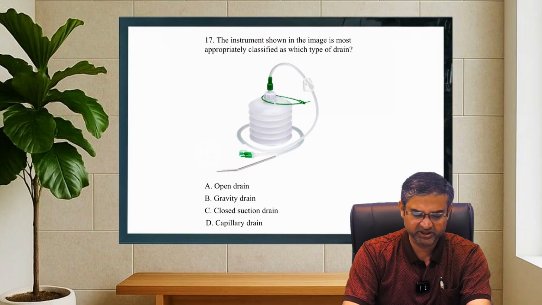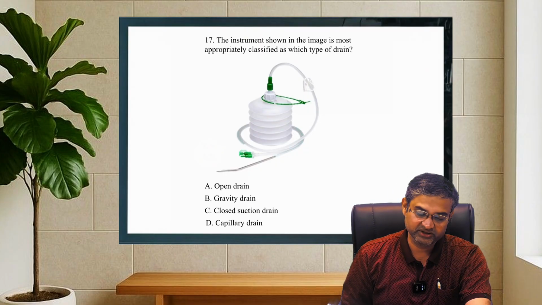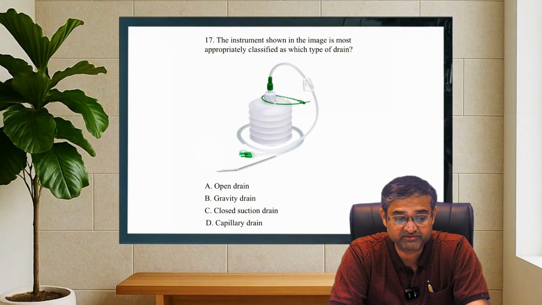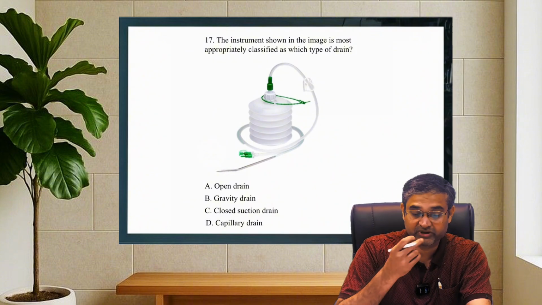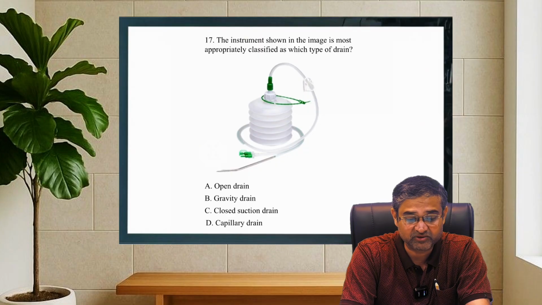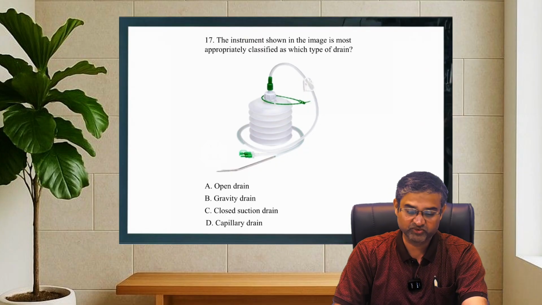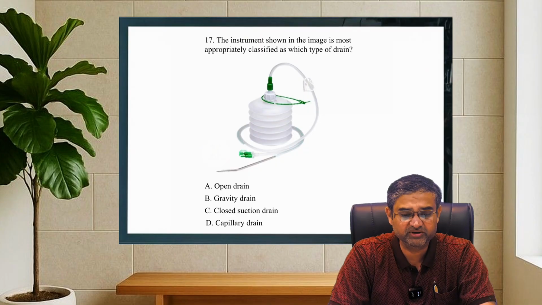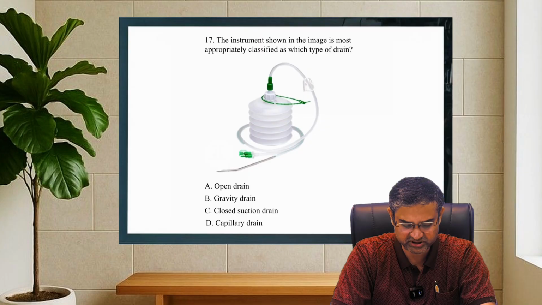If you have been into a surgical ward, it's very easy to tell. If you have never been to a ward or you don't have clinical knowledge, then you cannot tell that it is a closed suction drain. This is most commonly used nowadays, where we don't want to keep the drain open and leaking on the skin. So we use a closed suction drain.